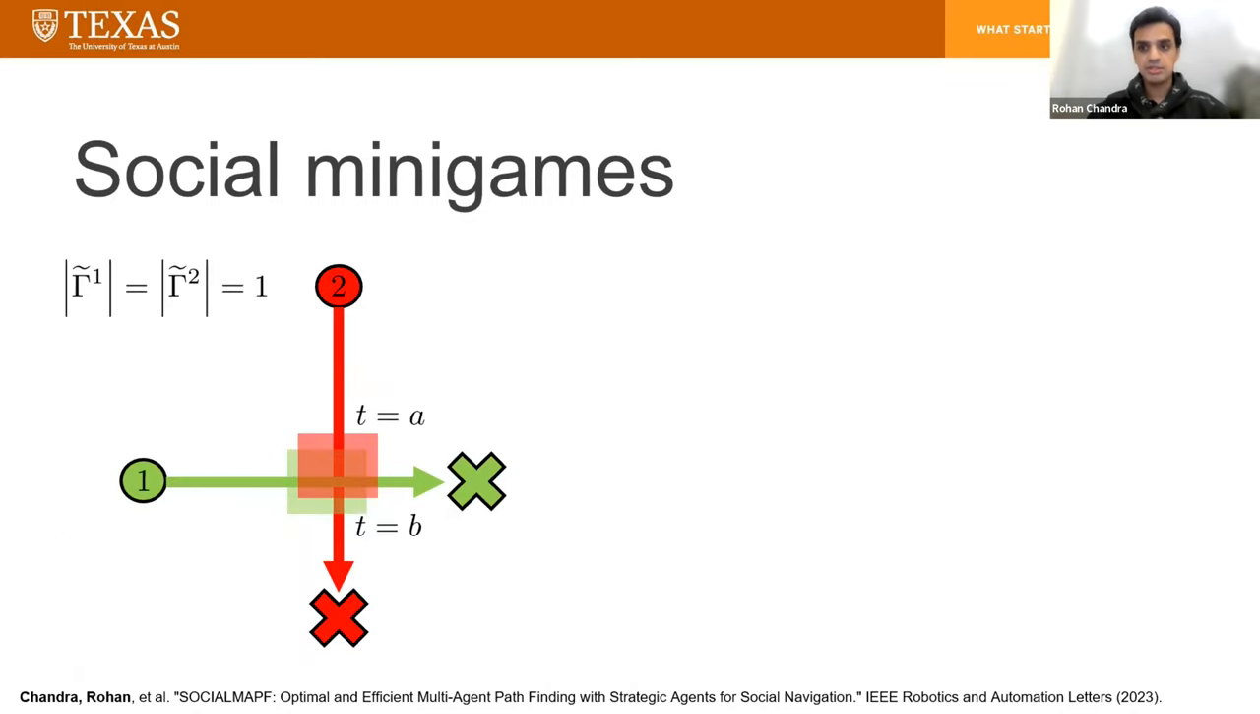I can visualize this using some examples. On the left, we see two robots, one and two, shown in green and red, and the arrows indicate the preferred trajectories. The shaded regions of the red and green indicate the overlap between the time gap of a and b. Here we're going to assume that each robot only has one preferred trajectory, so gamma 1 tilde and gamma 2 tilde are sets of size one. So this is a social mini game.